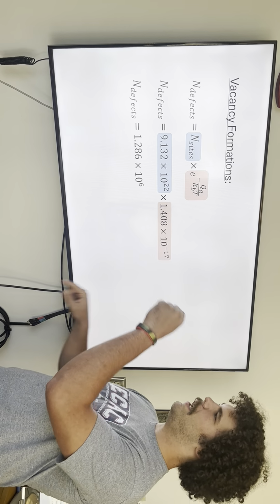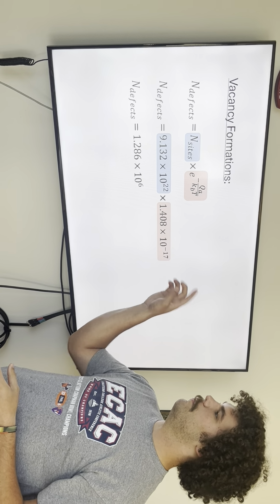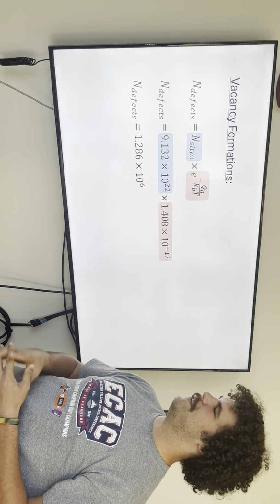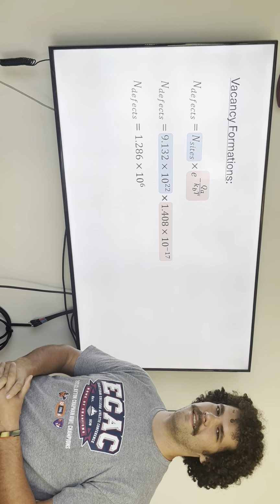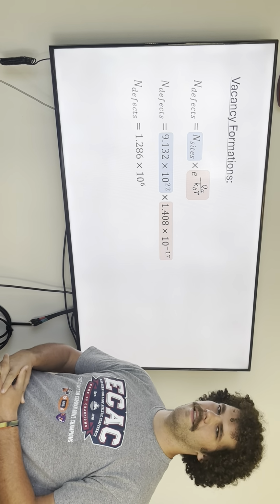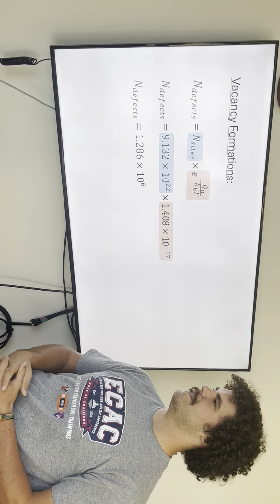So we're going to plug those back into our equation. So we have our new values, and we can solve for the number of defects now, which is going to be 1.286 times 10 to the 6th vacancies. Once again, that is for the number of vacancies within that cubic centimeter.